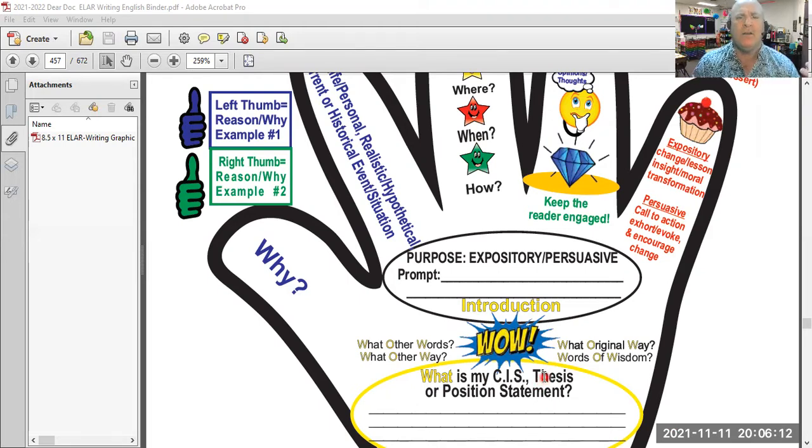But remember, the difference is in expository, I'm just explaining, and in persuasive, I'm trying to convince you to believe like me and do something different about your life because of it. Now, notice on the first finger, we have a left thumb. We'll call that reason why, the blue thumb. If you have another thumb, we'll call that the green thumb, reason two, or example two.